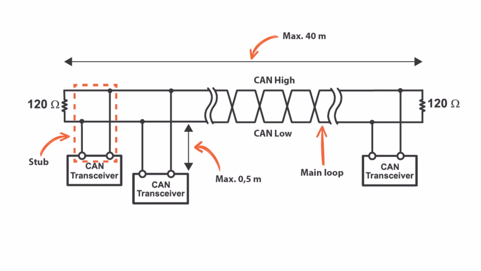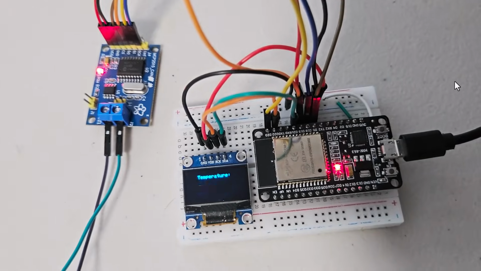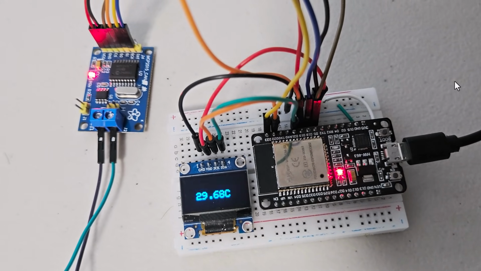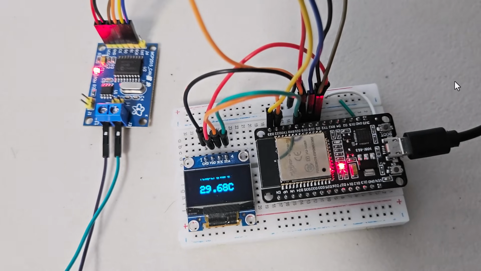Remember, you may need to short the 120 ohm resistor at the receiver MCP2515 board. Otherwise, if not shorted, sometimes the OLED may appear blank as no message is received. This is how you can use CAN bus communication in ESP32.